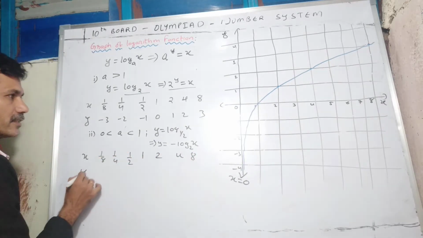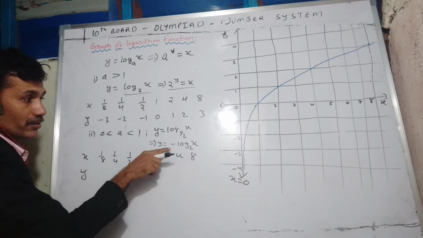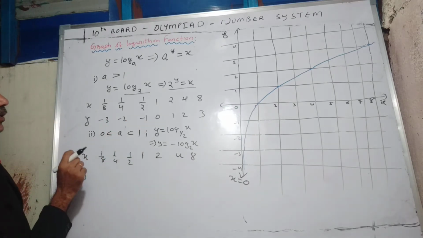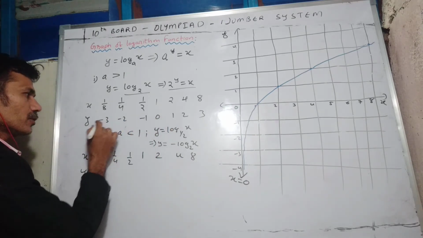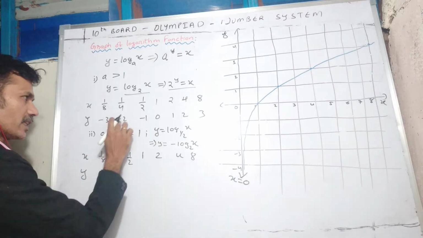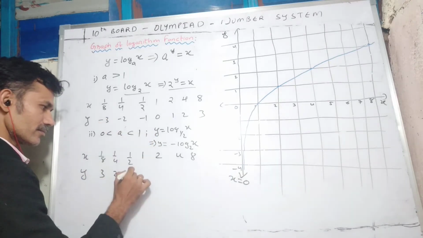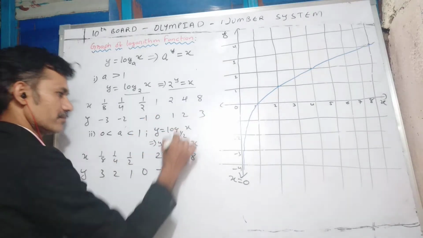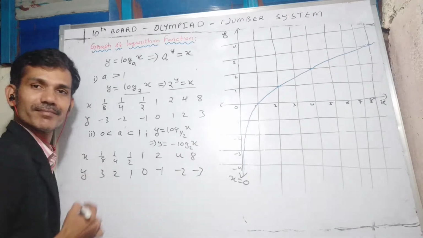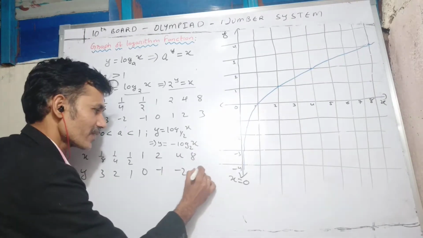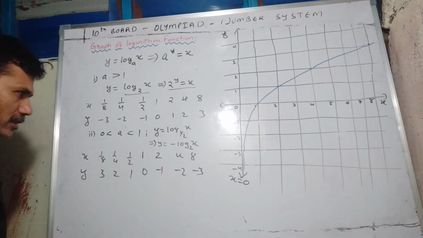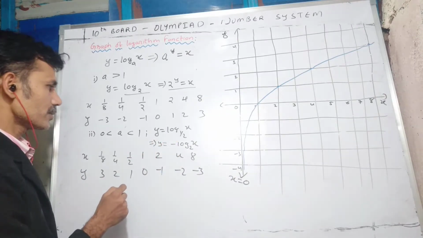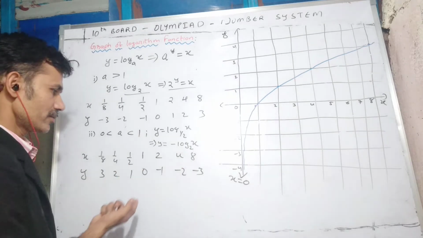Here see, earlier y was log x base 2, no? Now it is minus log x base 2. So for y values, what we have to do? You have to take the additive inverse of minus 3, additive inverse of minus 2, 1, 0, 0 itself, additive inverse of 1, additive inverse of 2, additive inverse of 3. Now you can cross check also. Half if you raise to minus 1, what will happen? You will get 2 itself.